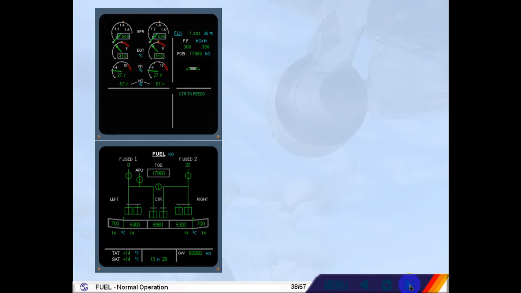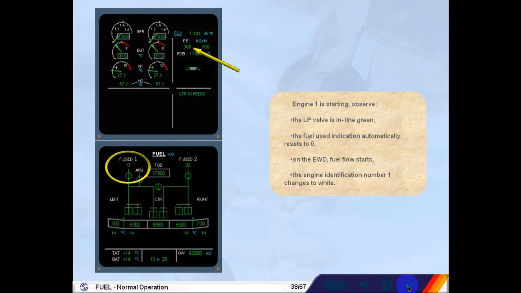Engine 1 is starting. Observe, the low pressure valve is inline green. The fuel used indication automatically resets to 0. On the engine warning display, fuel flow starts. The engine identification number 1 changes to white.